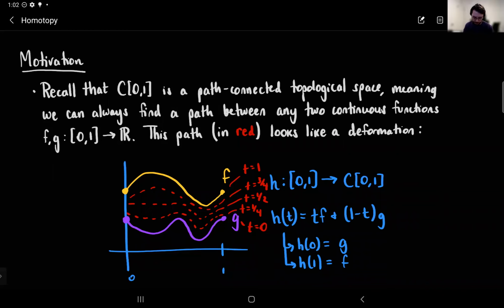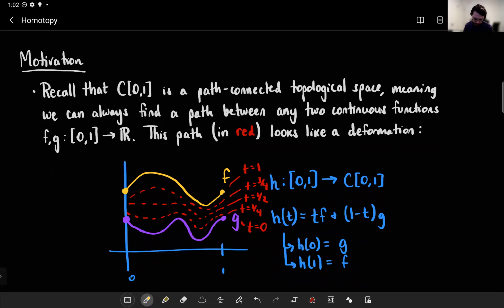And it kind of encapsulates the notion of deforming one function to another, right? So in this example, we were working in the space of continuous real valued functions defined on the closed interval from 0 to 1. We noted that was a path connected space because given any two functions, f and g, I can define a function that goes from g to f in a nice way. And this function, we then actually call a path.